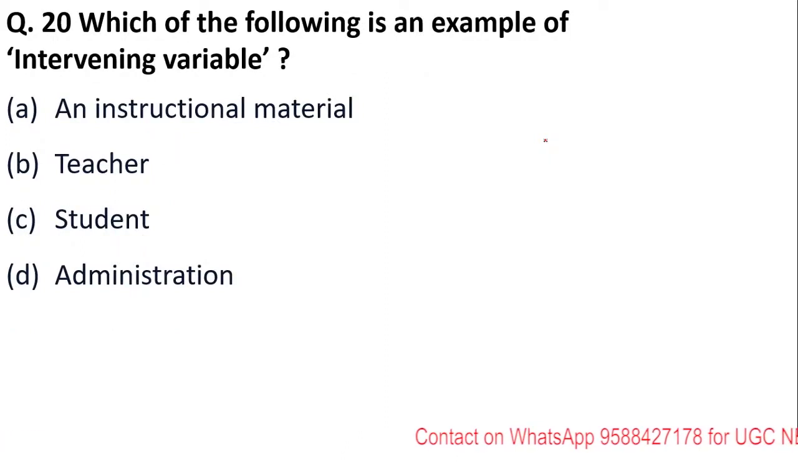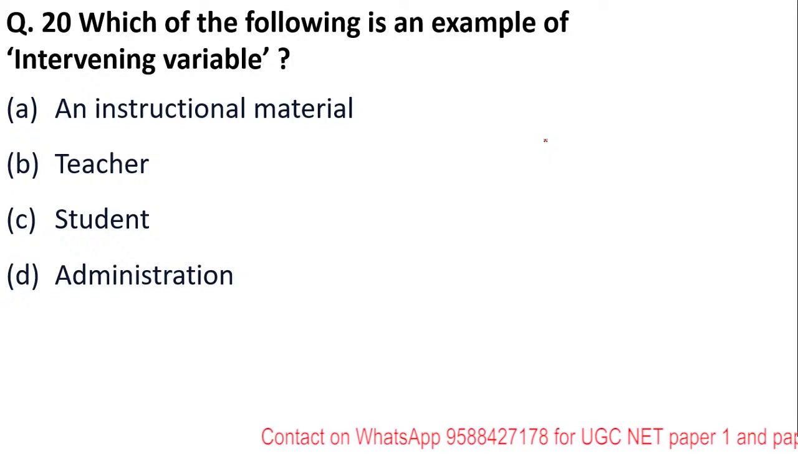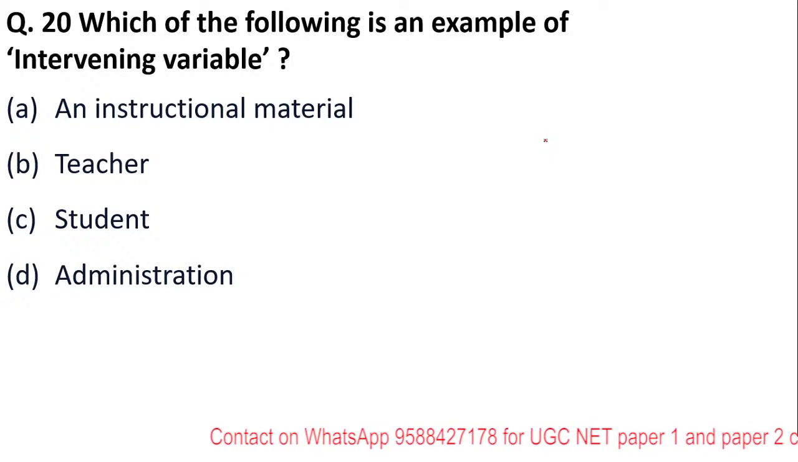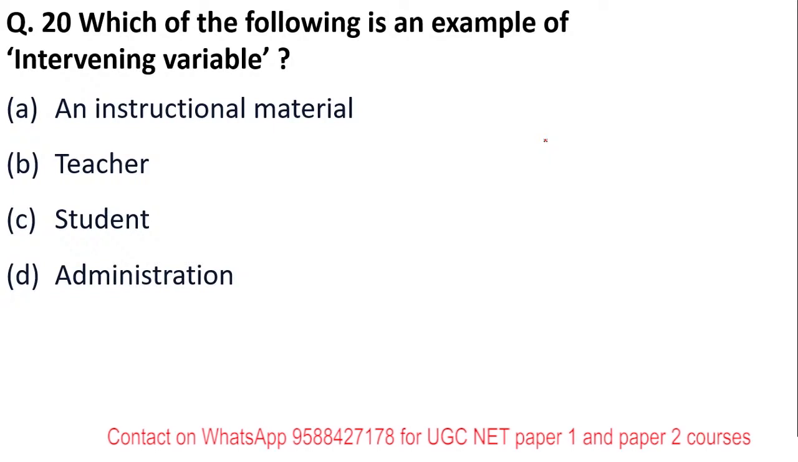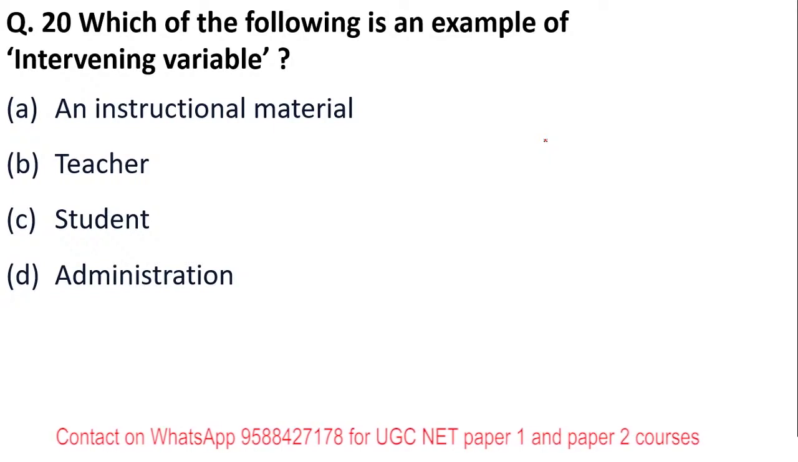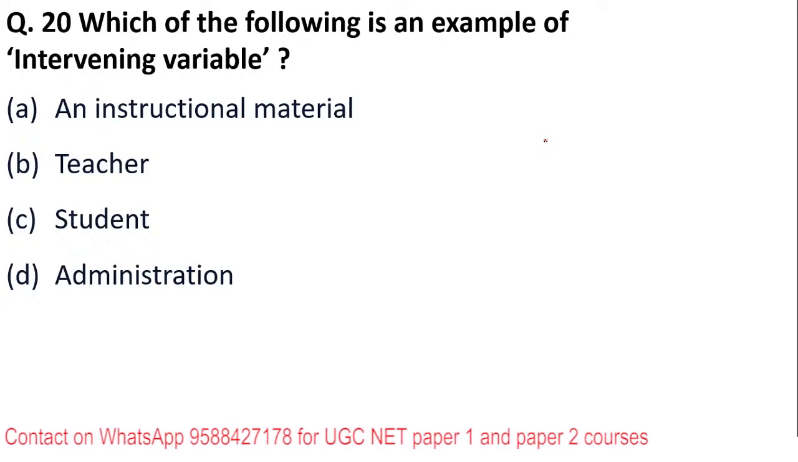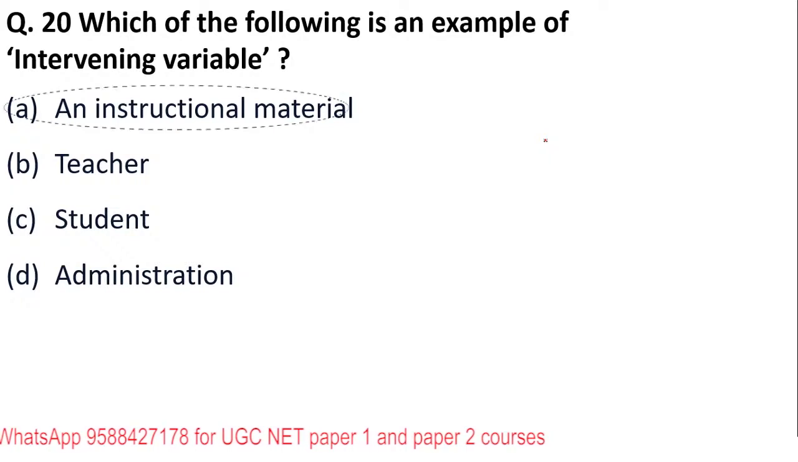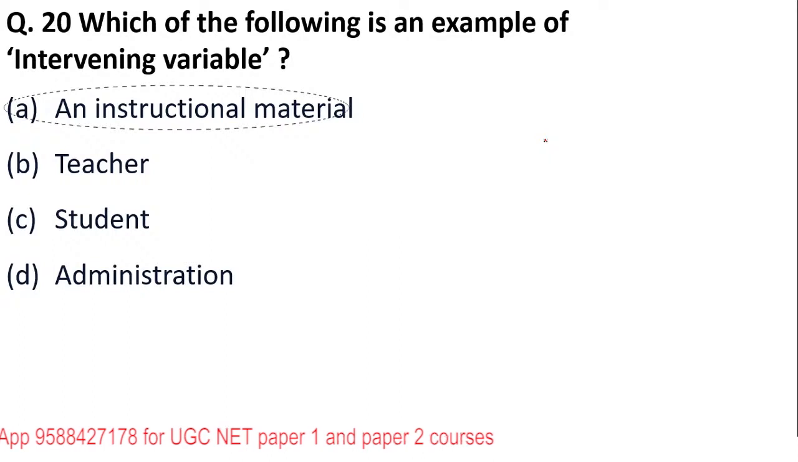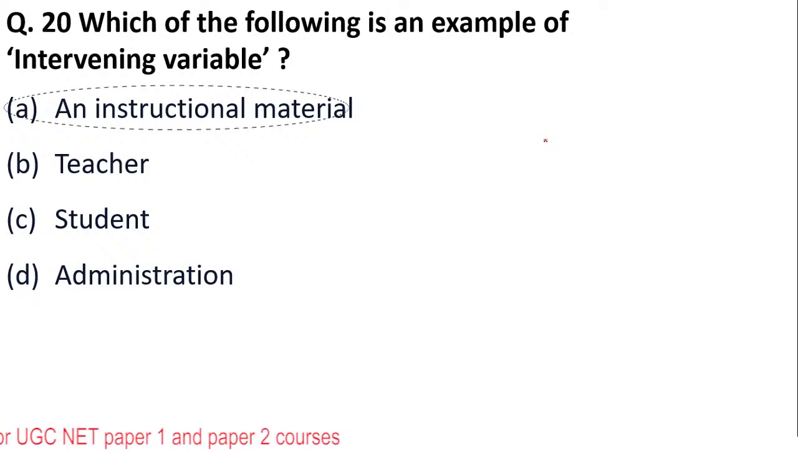Which of the following is an example of an intervening variable? Instructional material, teacher, student, administration. The right answer here is instructional material, which is a kind of intervening variable. So here A is the right answer.